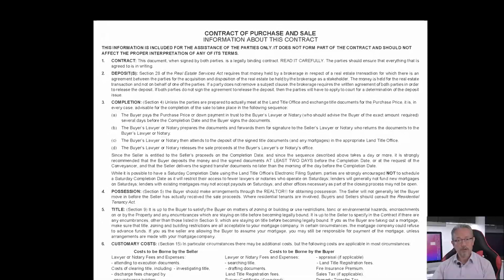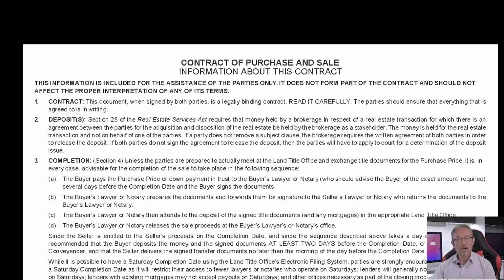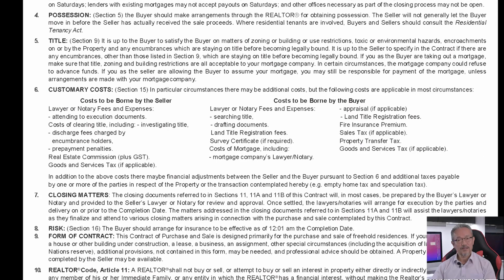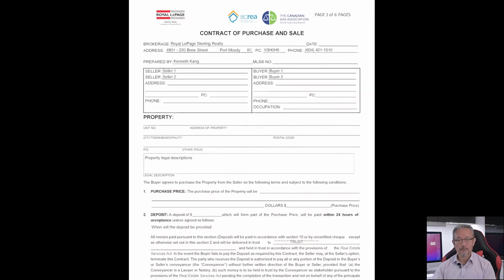On the cover page, there are 12 points that the sellers and buyers must understand and their responsibilities. Example, Item 1 identifies that the CPS is a legal document. It provides how the buyer's deposit is held by the brokerage. In the middle of the page, it identifies the sellers' and buyers' responsibilities on additional costs, such as lawyer, notary fees, title fees, cost of mortgage, property transfer tax, and so on.